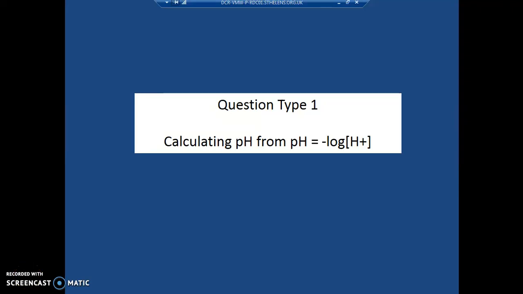Acids and bases. Question type 1. Calculating pH from pH equals minus log 10 of the hydrogen ion concentration.